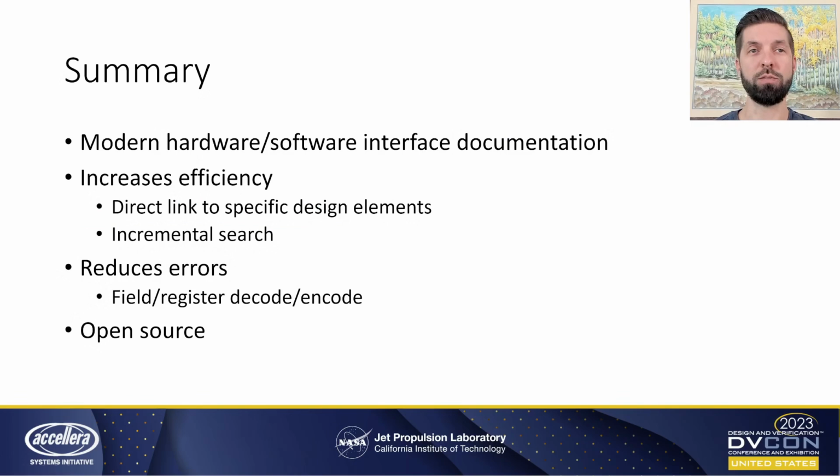In summary, Regvue is a modern hardware-software interface documentation solution. It increases not only individual efficiency with features like incremental search, but also team efficiency with features like direct permalinks. Regvue also reduces human errors with features like field and register encoding and decoding. Lastly, Regvue is a permissively licensed open-source solution that the community is welcome to enhance and EDA vendors are welcome to leverage.